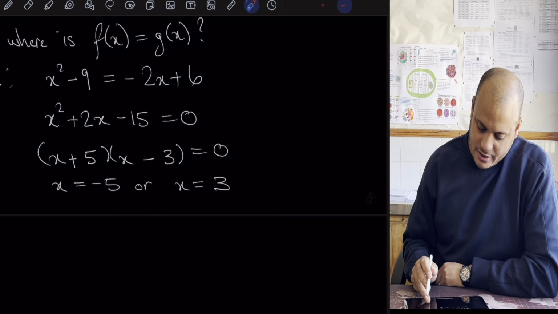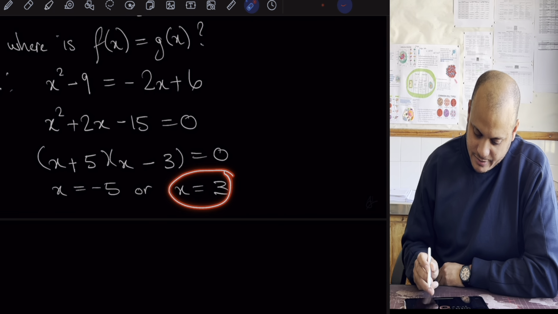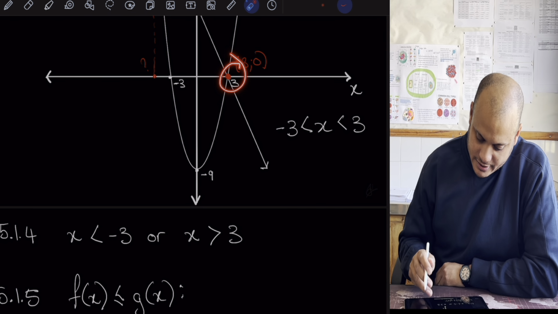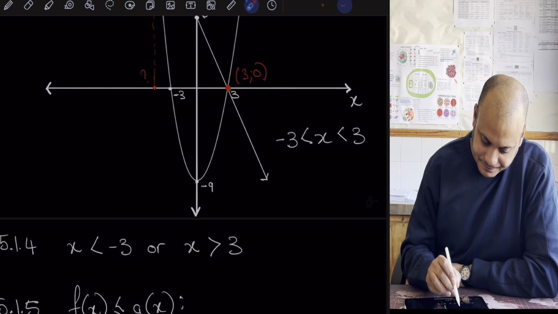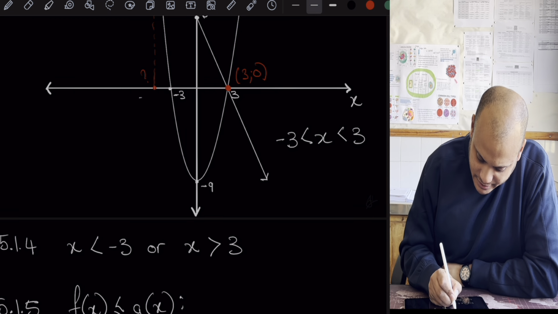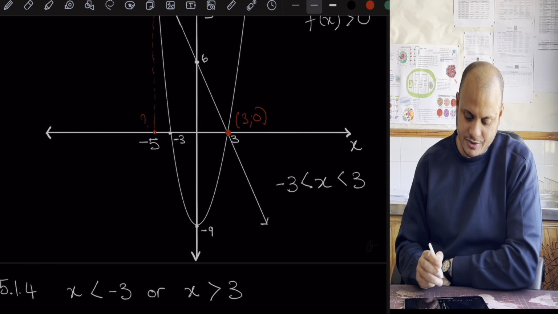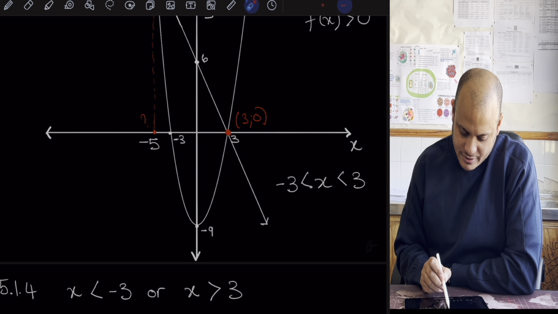Now, like we said, we expected one of our solutions to be 3 because we could see that on the graph. So the solution that we are looking for is negative 5. So that number that was missing here was negative 5. And it makes sense because negative 5 is to the left of negative 3. So there's more to that side.